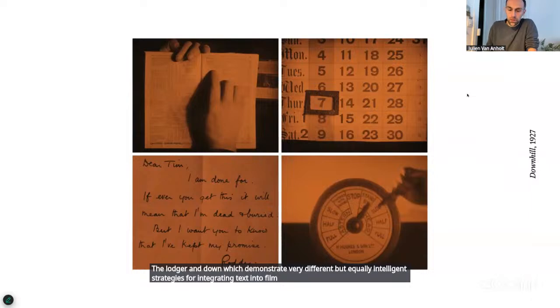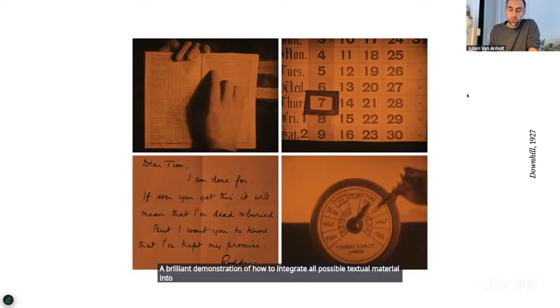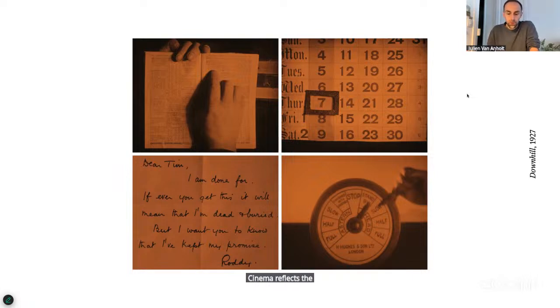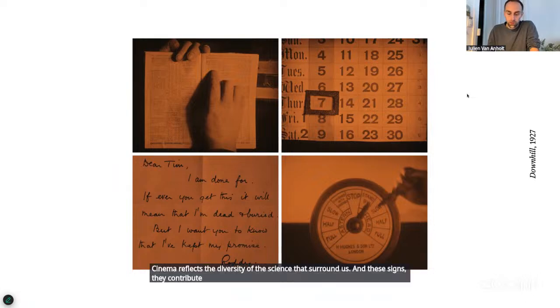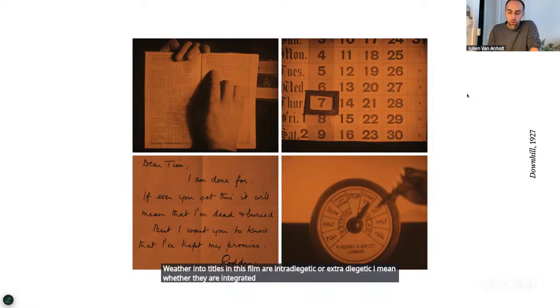The first movie is Downhill, a brilliant demonstration of how to integrate all possible textual material into a film to serve narrative needs. Cinema reflects the diversity of the signs that surround us, and these signs contribute to the progression of the action. Whether intertitles in this film are intra-diegetic or extra-diegetic, I mean, whether they are integrated into the film or not, the text is always a driving force for suspense.